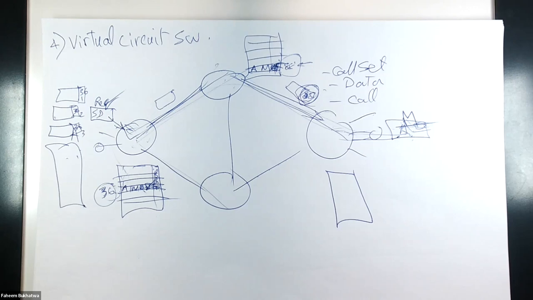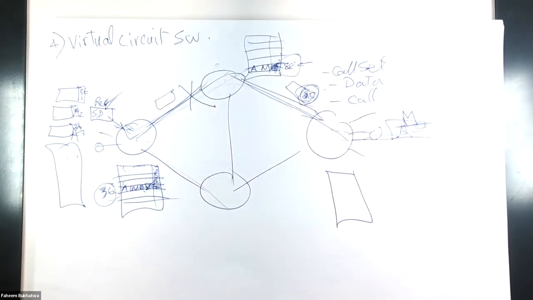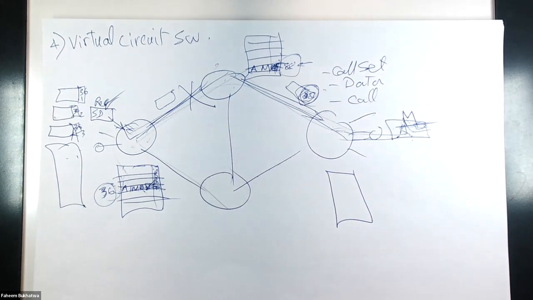The internet uses the datagram switching technique, where you don't have to call or wait for call accept, but the quality is not guaranteed. But still, the problem with this one, if this link breaks, then your call is terminated. You have to start a new call.